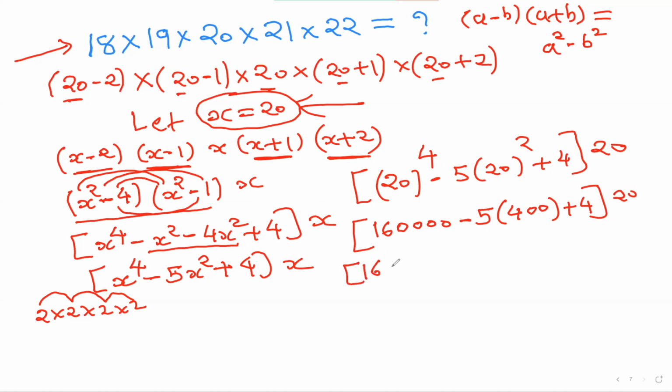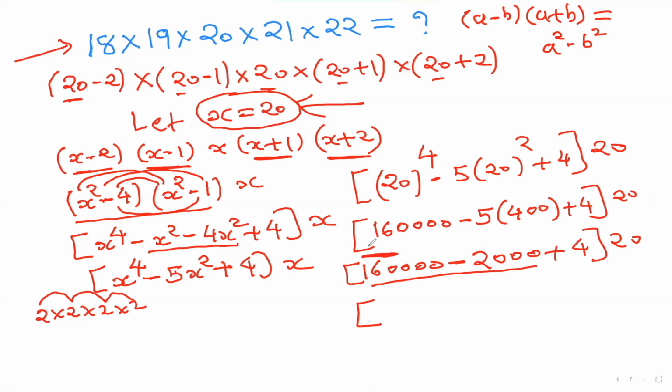Now, 1, 6, and 4 zeros. And here we can do 5 4s are 20. So 20 and then 2 more zeros plus 4 and then times it by 20. Now we'll try to collect them. So here we can see it is nothing else but 160,000, isn't it? This is like a 160,000 and this is like a 2,000. So 160,000 minus 2,000. So we can do 160 minus 2, which is 158, and they both are the thousand. So 158,000 plus 4 and then multiply by 20.